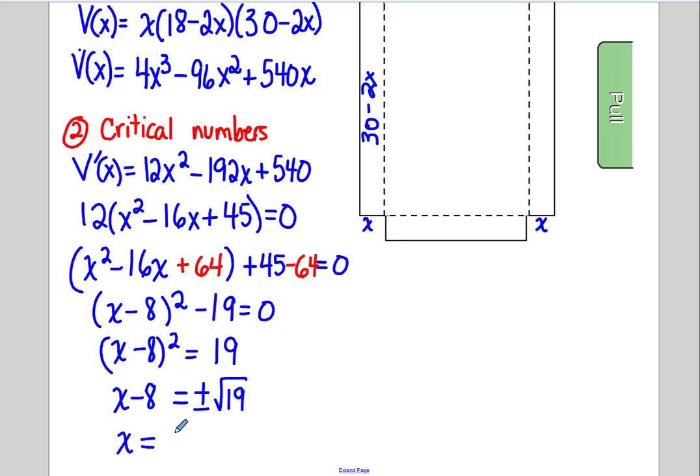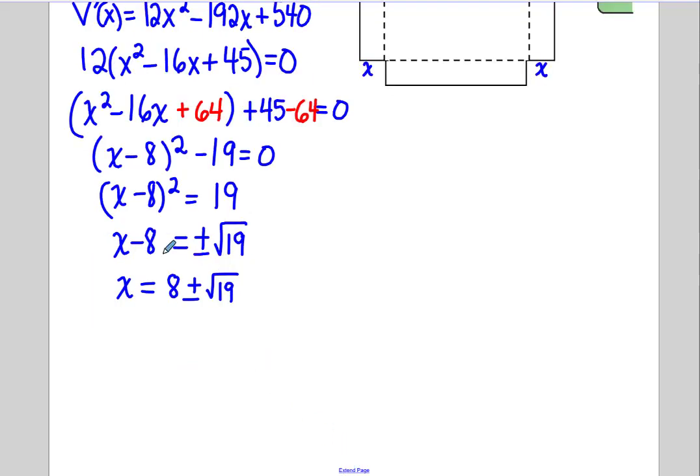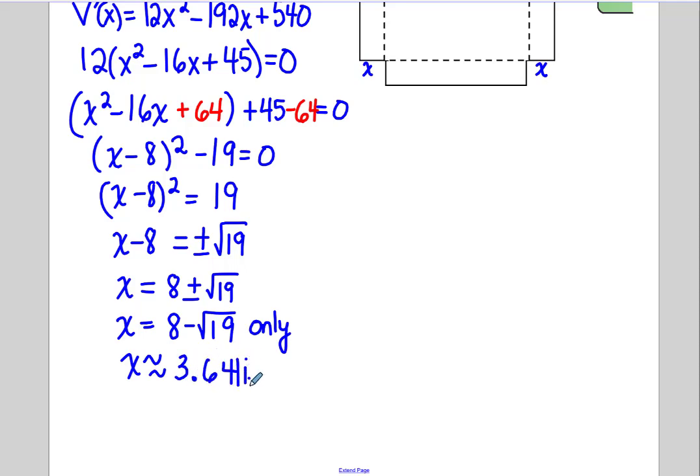So we have two possible answers, either 8 plus the square root of 19 or 8 minus the square root of 19. But 8 plus the square root of 19 is going to put us over that domain restriction. That means only 8 minus the square root of 19 will work, because the square root of 19 is a little bit more than 4, right? So with our calculator, I have 3.641 inches as my critical number, and that's the size that we're cutting out.